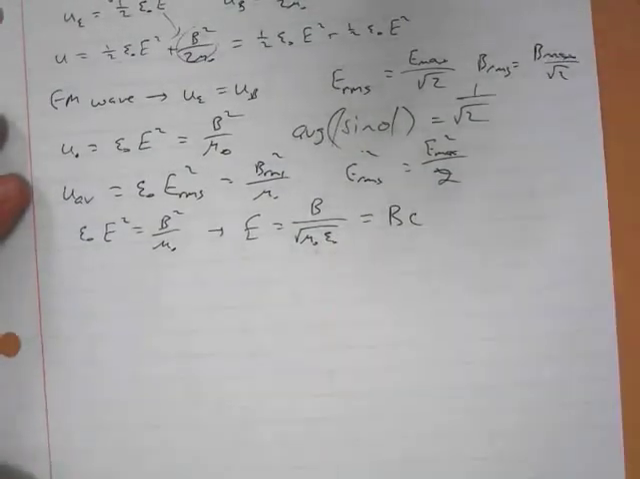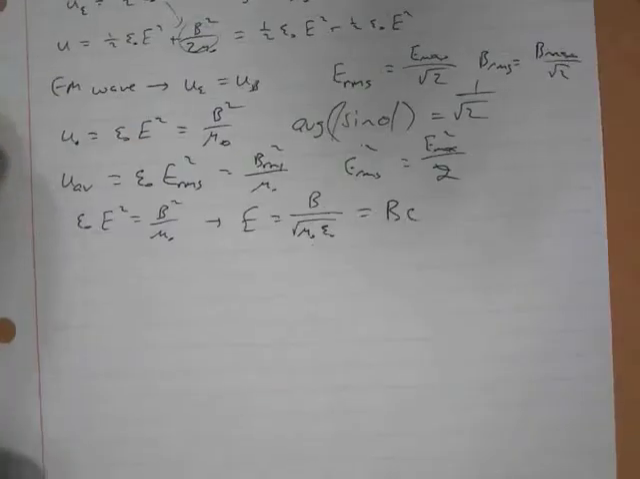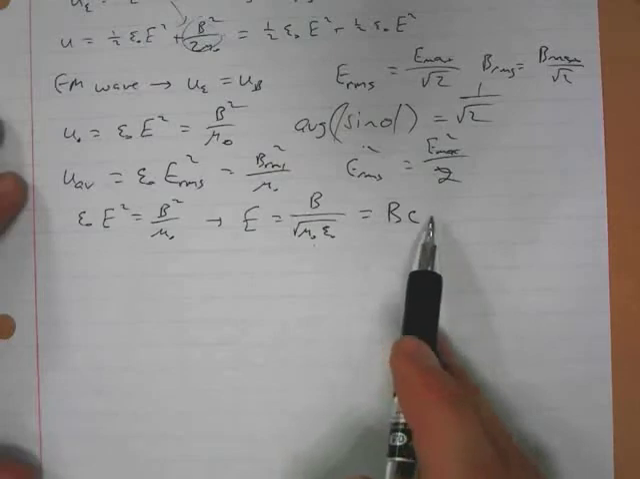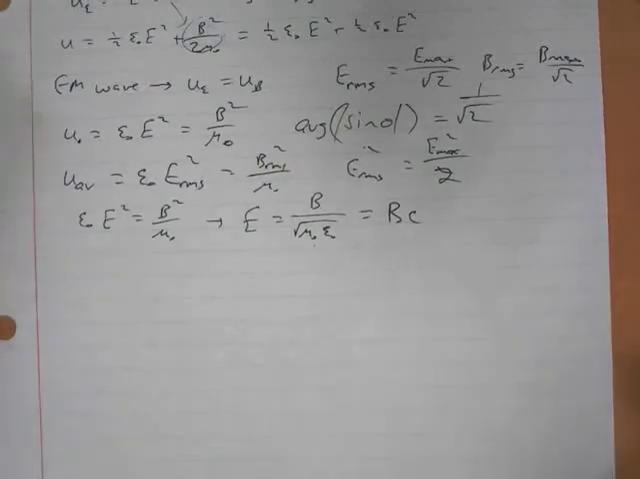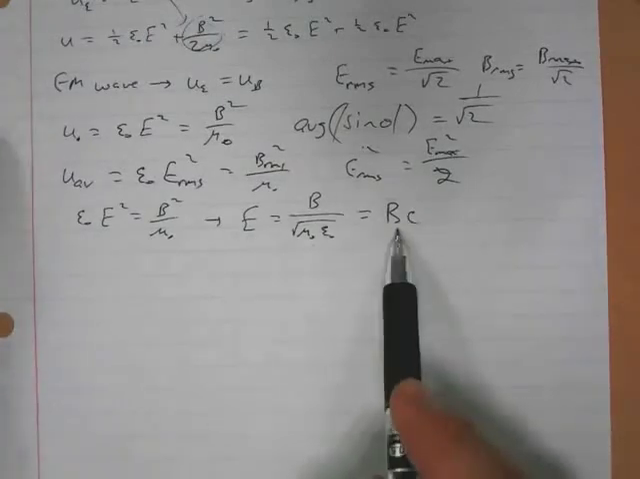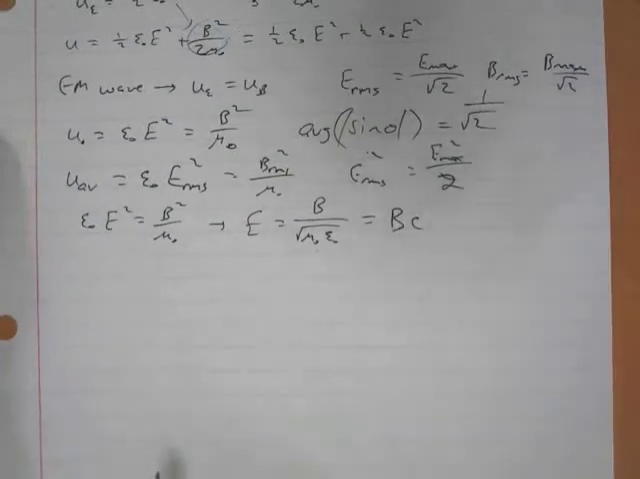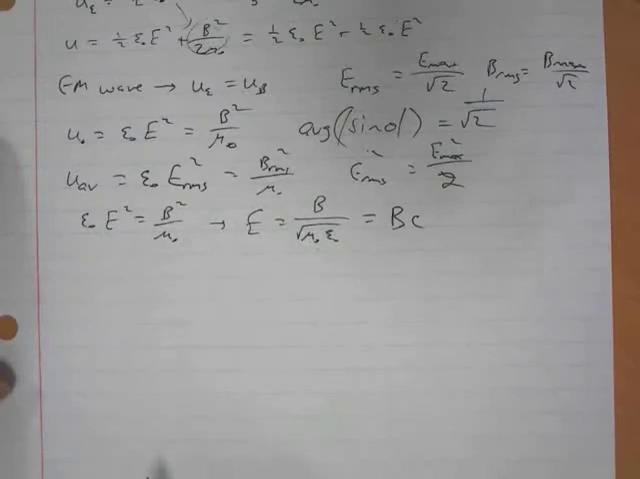So, for an electromagnetic wave, the electric field and magnetic field are always related by this factor of the speed of light. So at any given time, you can take the magnetic field and multiply by c, and you'll get the value of the electric field. That's kind of an interesting result.